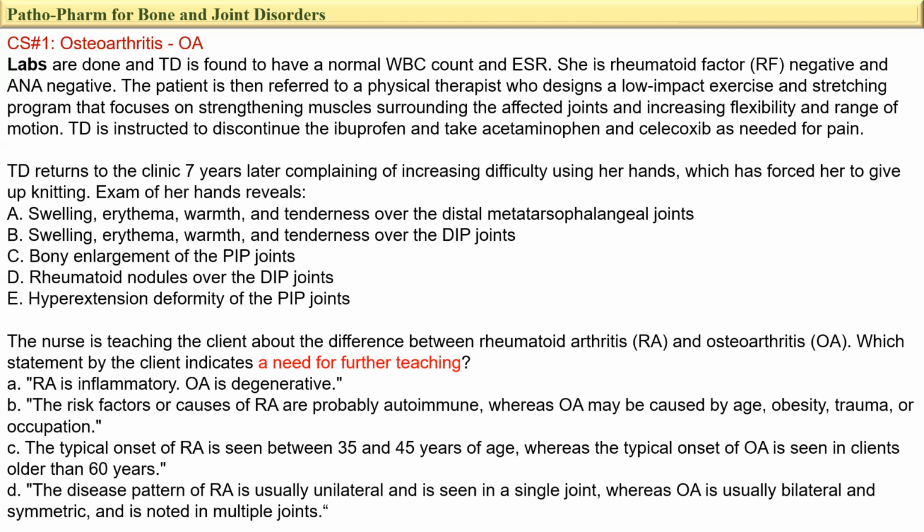The metatarsophalangeal joints are found in the feet, not in the hands. So this has to do with the anatomy, and that's why it's incorrect. Rheumatoid nodules are subcutaneous nodules, also seen in patients with rheumatoid arthritis. The hyperextension of the PIP joints, like swan neck deformities, is also a sign of rheumatoid arthritis, usually advanced.